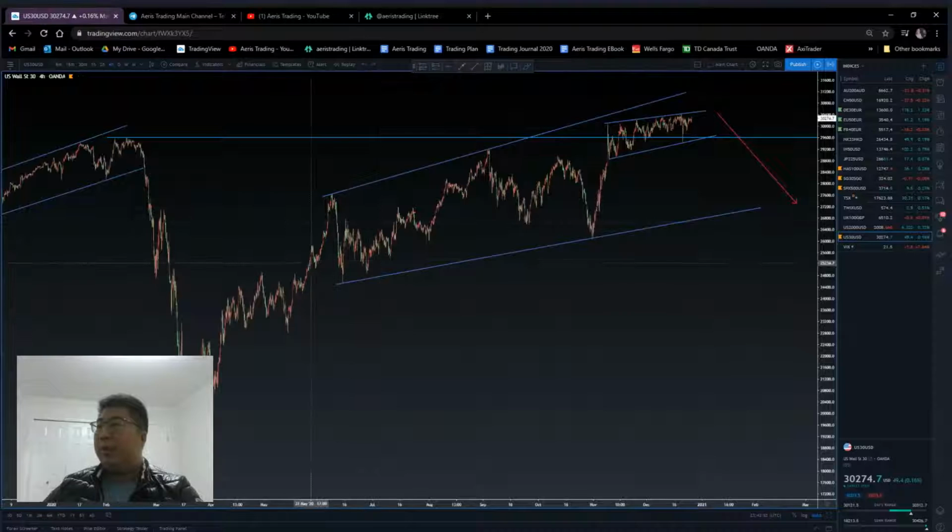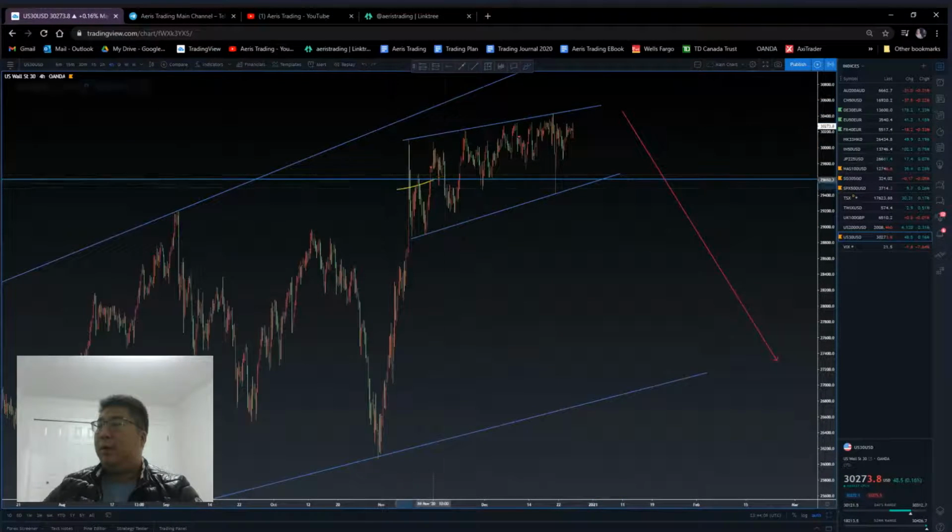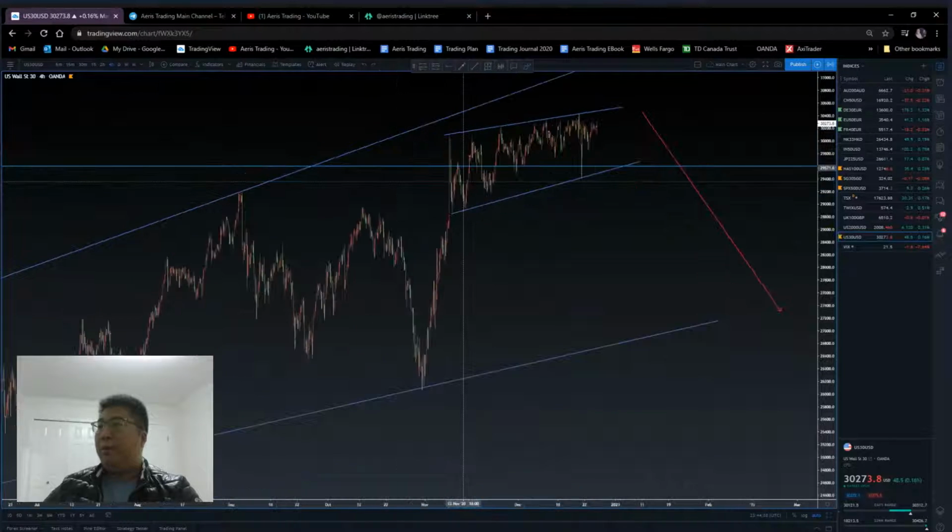Right, we see continuation correction in something like this. We're very fast, and afterwards the next impulse happens. Right, this is a continuation. This is a continuation correction. Okay, we're not seeing the same thing. This is just a larger consolidation period where price is very corrective in this area.